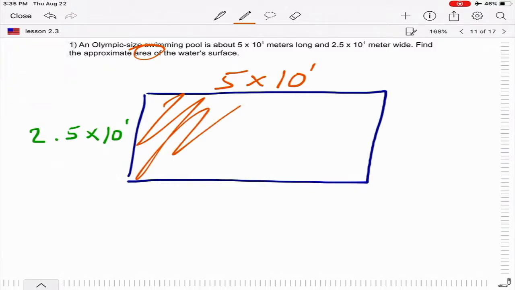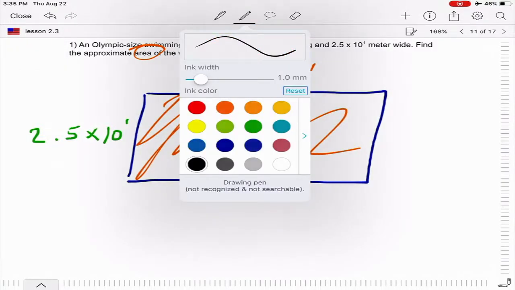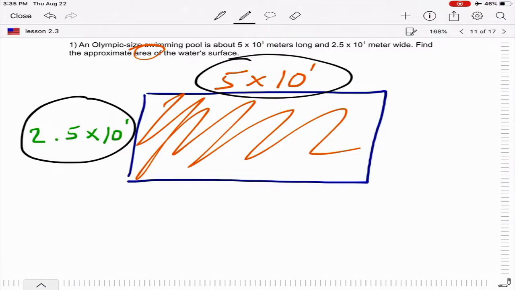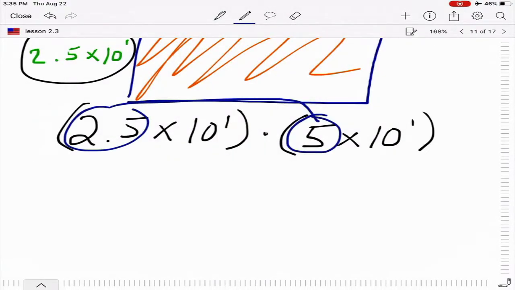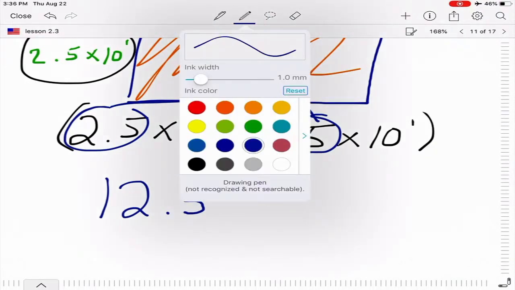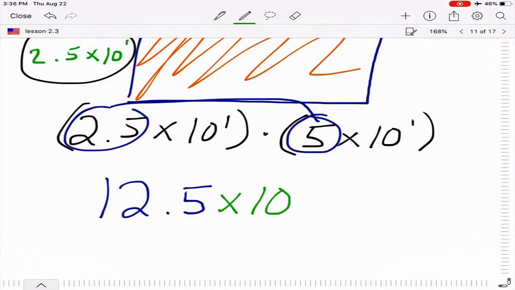So in order to get the area here, all I have to do is length times width. So I'm doing 2.5 times 10 to the first, times 5 times 10 to the first. I multiply my a's together, and I'm doing 2.5 times 5, which is 12.5. Uh-oh, I have an a that's bigger than 10, so that tells me I'm probably going to have to do more work afterwards. And then it'll be times 10, and we add the exponents technically, even though we are multiplying. And 1 plus 1 is 2.